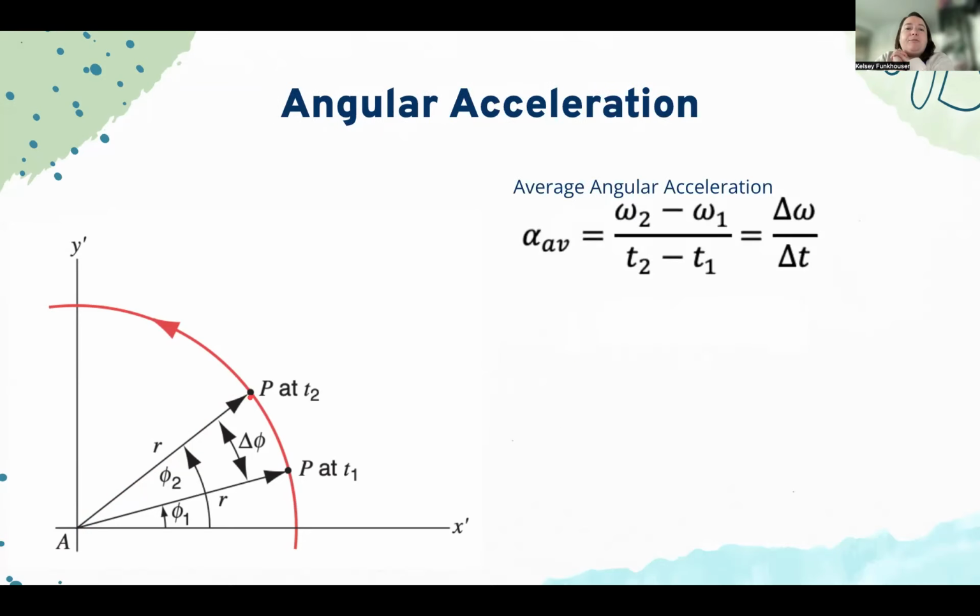Okay, and just like what we did with average angular velocity, we can get average angular acceleration by dividing the change in angular velocity by the time interval. And for instantaneous angular acceleration, we need to decrease the interval until we're just taking the derivative of the angular velocity with respect to time. And angular acceleration is given by alpha.